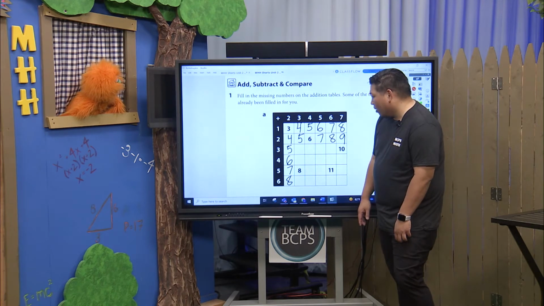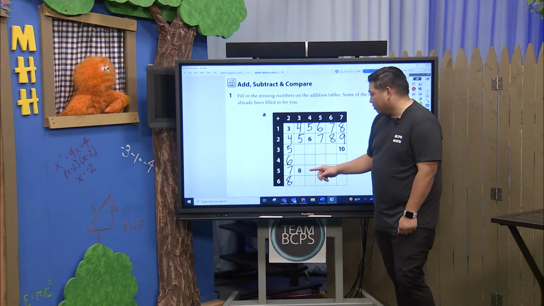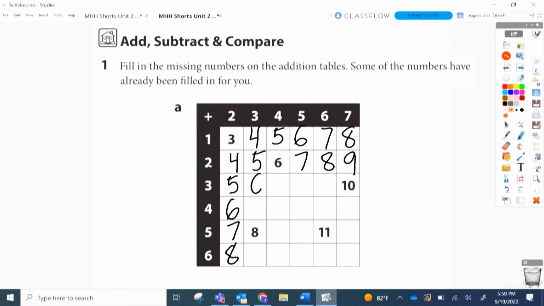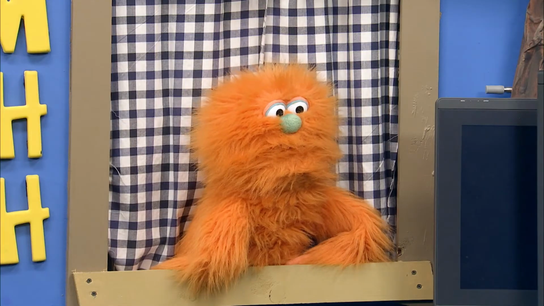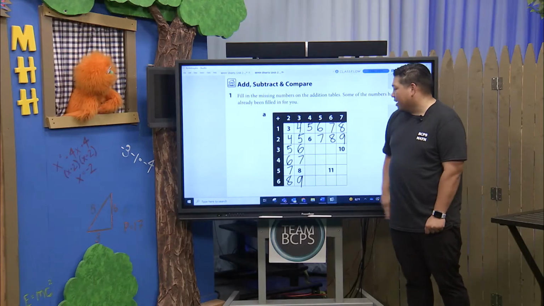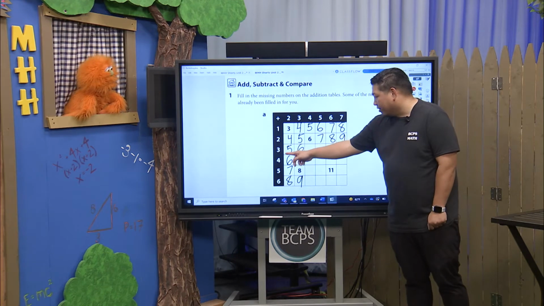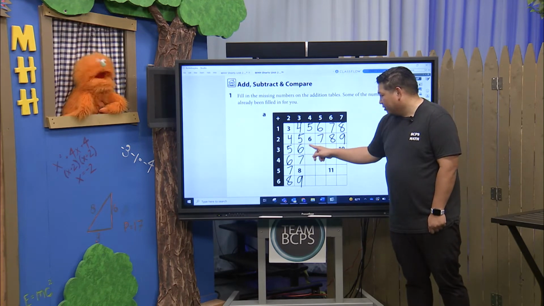Let's do our 3. 3 plus 3 is 6. That's a nice little doubles fact for you. 3 plus 4. 7. 3 plus 5 is done. It's 8. 3 plus 6 is 9. We're filling it in, Mr. Teng. All right, let's do our 4s next. 4 plus 3 is 7.